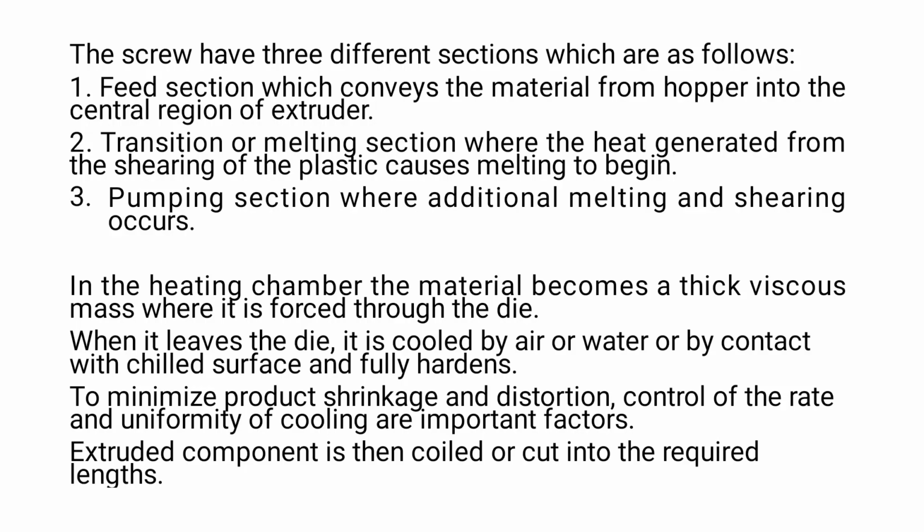In the heating chamber, the material becomes a thick viscous mass and is forced through the die. When it leaves the die, it is cooled by air, water, or contact with a chilled surface, and fully hardens. To minimize shrinkage and distortion, control of the rate and uniformity of cooling are important factors. The extruded component is then coiled or cut into the required lengths.